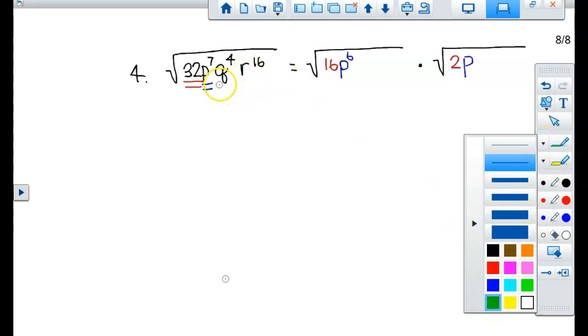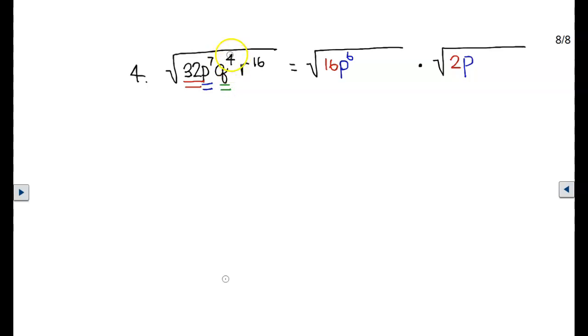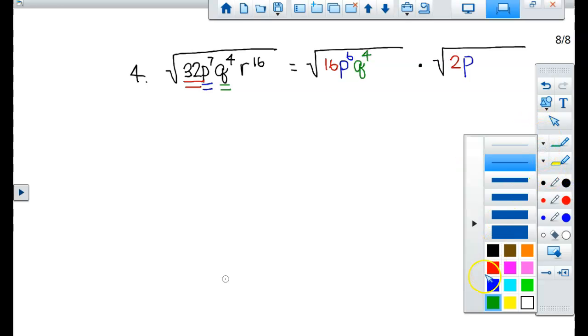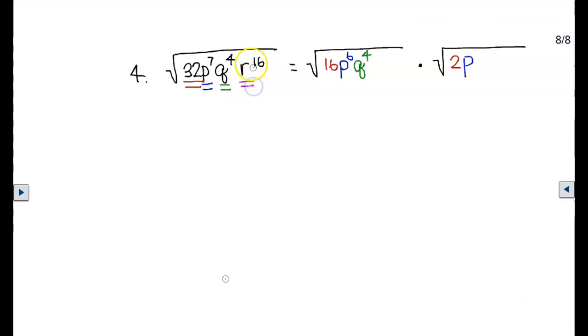All right, now I'll move on to q to the 4th. Notice he already has an even exponent. That means he can already be done, so I'm just going to go ahead and put him in that first radical where my perfect squares live. And then I have r to the 16th. The exponent here is already even as well, so I'm going to put that in that first radical as well.